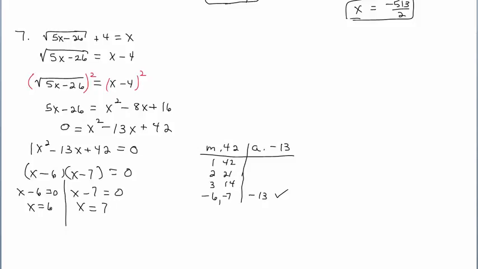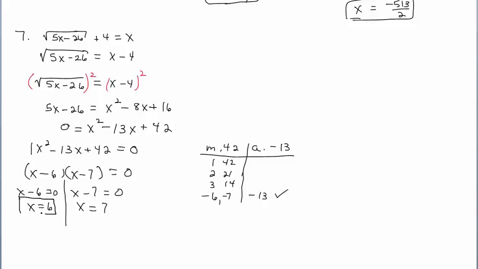All right, let's plug 6 in. So 5 times 6 is 30. 30 minus 26 is 4. So the square root of 4 is 2. 2 plus 4 is equal to 6, and that x had to be replaced with that 6. So this checks. This is good.